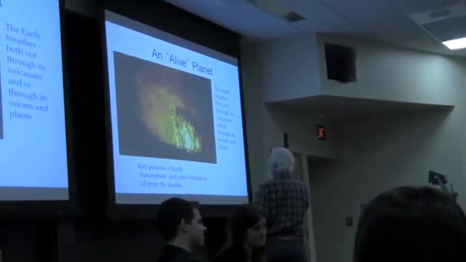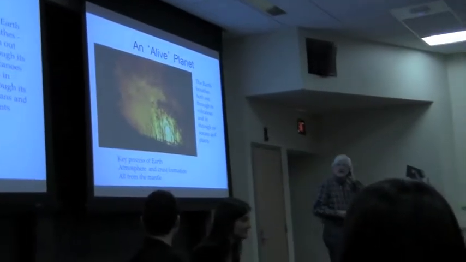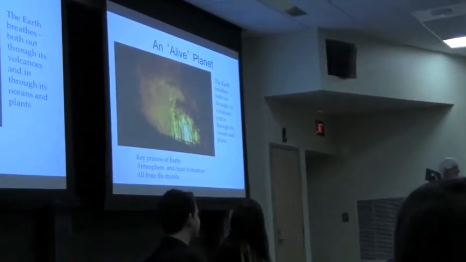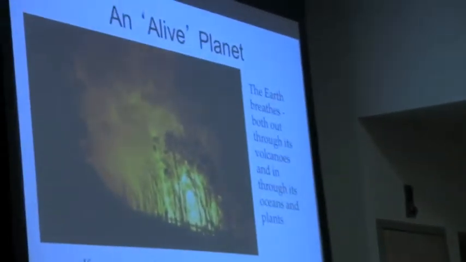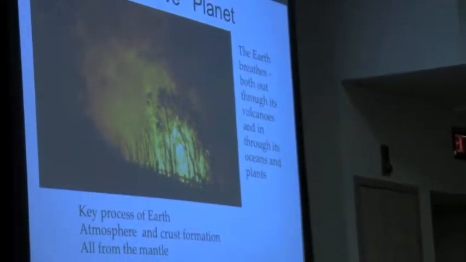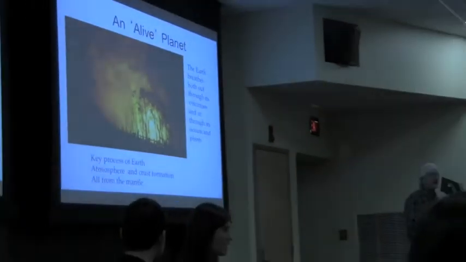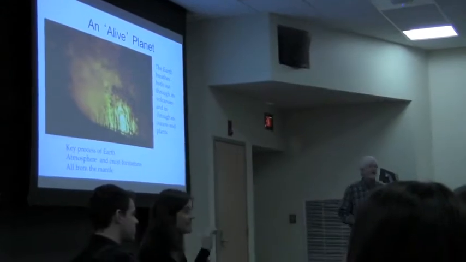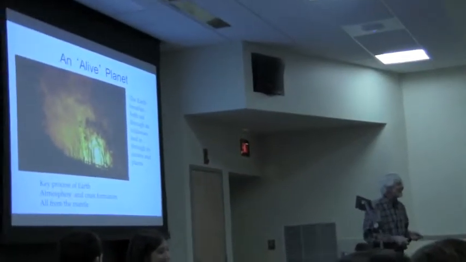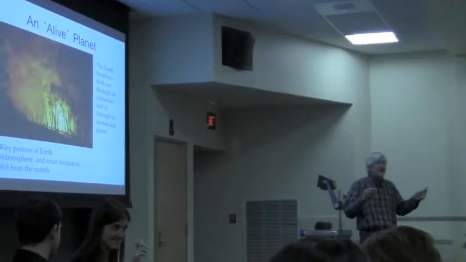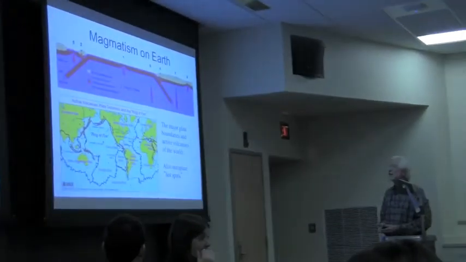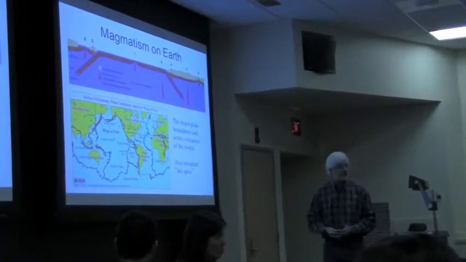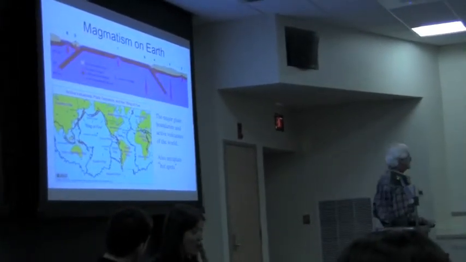All right, whoa. So as I was saying, it's a part of our planet being alive. The Earth breathes out through its volcanoes and in through its oceans and plants. This is how our atmosphere is made, our crust is made. All comes from the mantle. So if the mantle weren't melting, we would not be here. Magmatism on our planet occurs at plate boundaries and at hot spots.